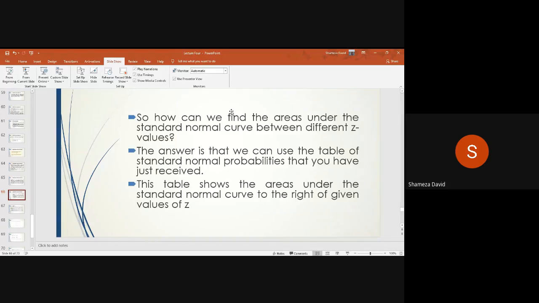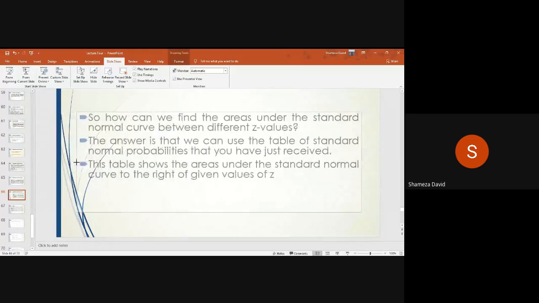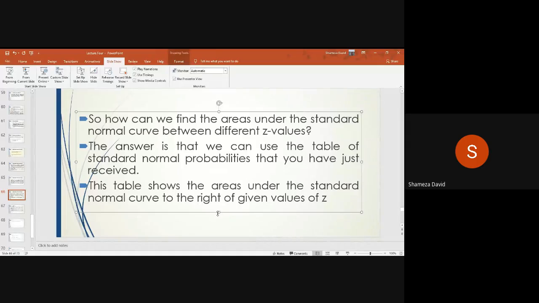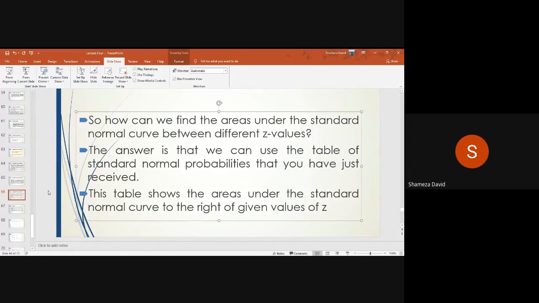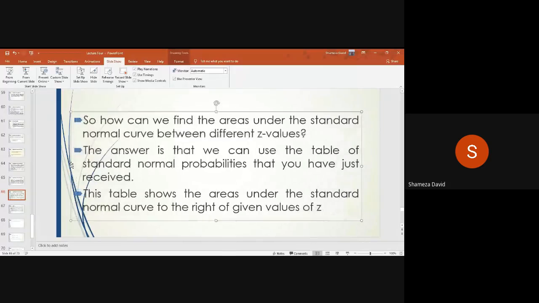Now, how can we find the areas under the curve? Like I said earlier, you would need to find the table, which I will pull up on screen shortly and also upload for you. So we use the standard normal probability table. It tells us the area under the curve to the right of any given z value. Because the curve is symmetric, meaning the two halves of the curve are exactly identical, whatever is true on the right side is also true on the left side.